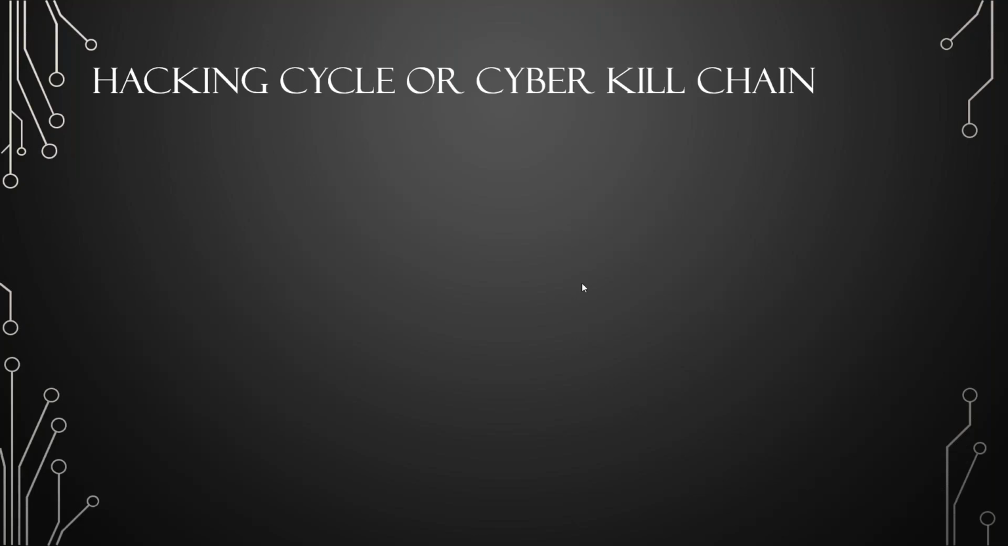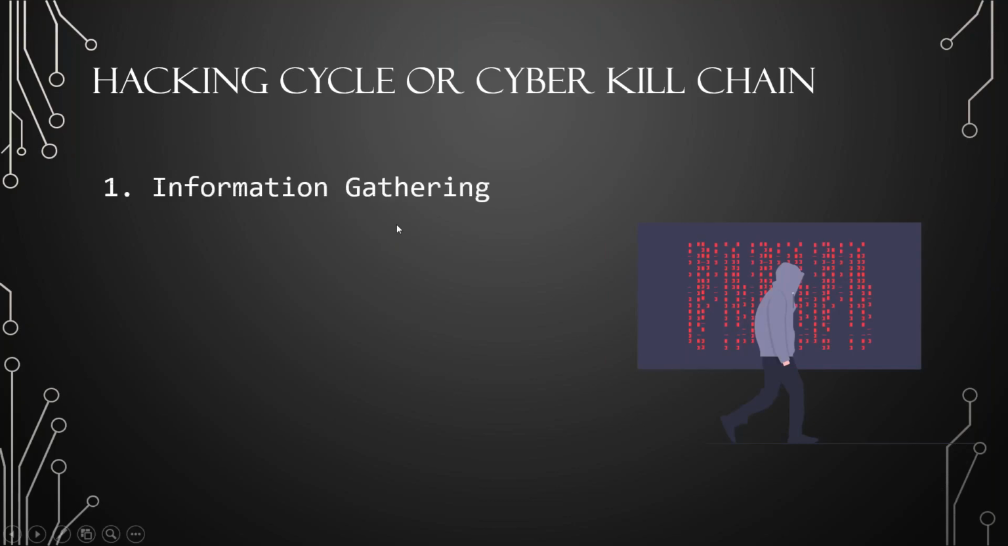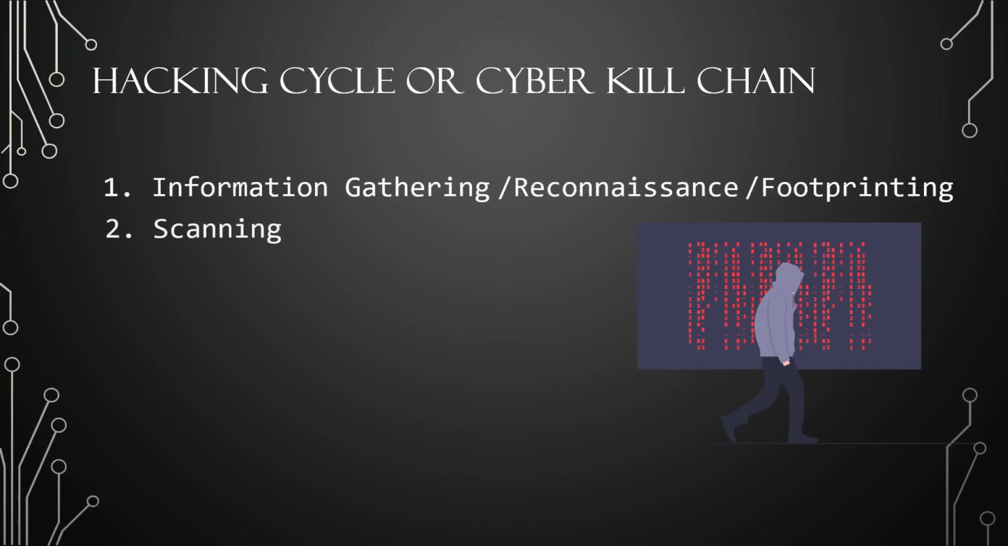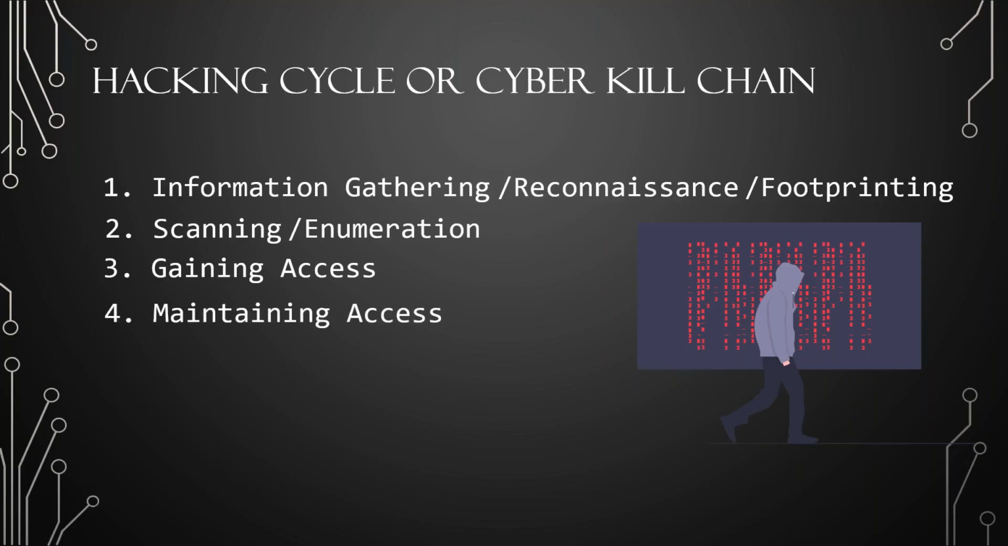The hacking cycle, or the cyber kill chain, is the procedure in which you perform ethical hacking or penetration testing, and there are 5 steps involved in this. The first step is called information gathering, which can also be called reconnaissance or footprinting. The second step is called scanning, which can also be called enumeration. The third step is gaining access. The fourth step is maintaining access. And the last step is reporting or clearing traces. These are the 5 steps that are involved in hacking or ethical hacking, guys.